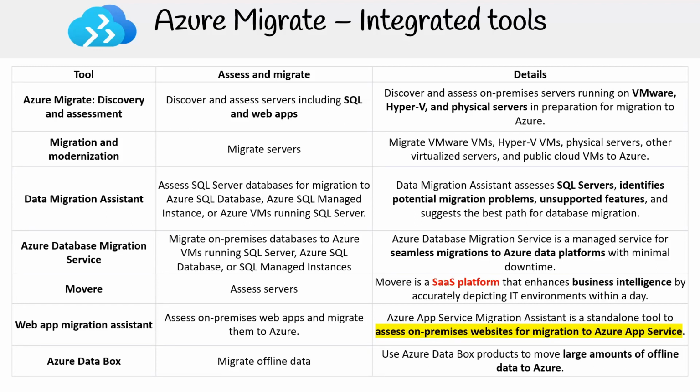Movere. Assess servers. Movere is a SaaS platform that enhances business intelligence by accurately depicting environments within a day. Web App Migration Assistant. Assess on-premises web apps and migrate them to Azure. Azure App Service Migration Assistant is a standalone tool to assess on-premises websites for migration to Azure App Service.